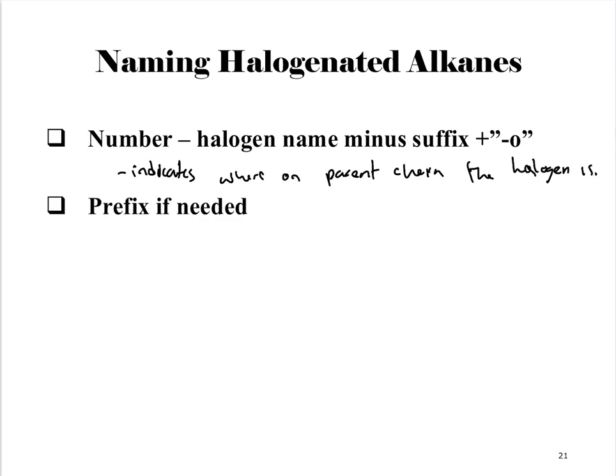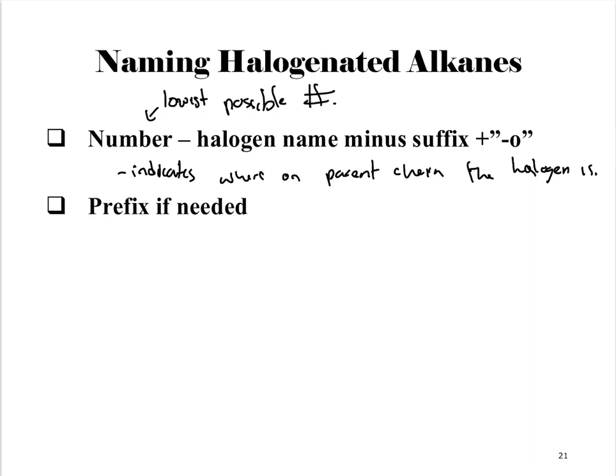The same way as when we're naming alkyl groups on a chain, you want to put the halogen at the lowest possible number. We're not too worried about it right now, but there is a priority to things. If you have, for example, an alcohol group on one side of the chain and a halogen on the other side, the alcohol group takes priority, so you number it to put the highest priority group at the lowest possible number.